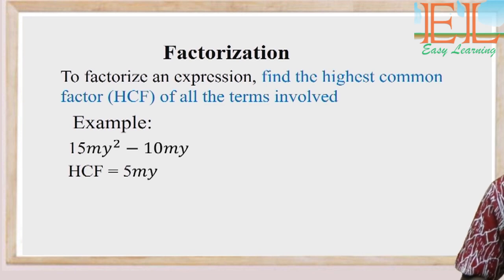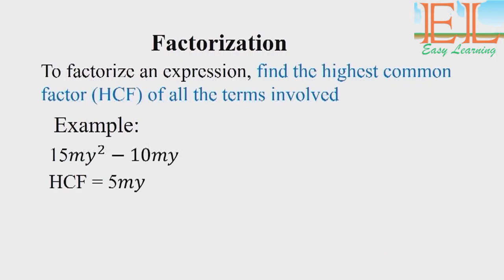Then m and m have a common factor of m. y squared and y have a common factor of y. Therefore, my HCF is 5my. Now I do my factorization. So I'm going to factorize 5my out.